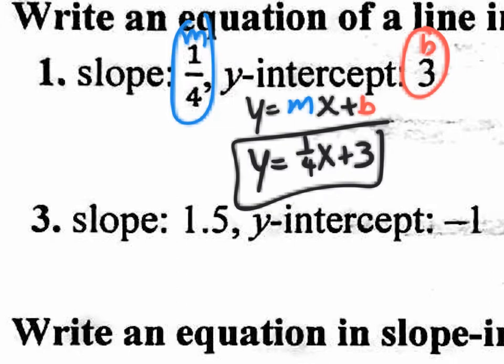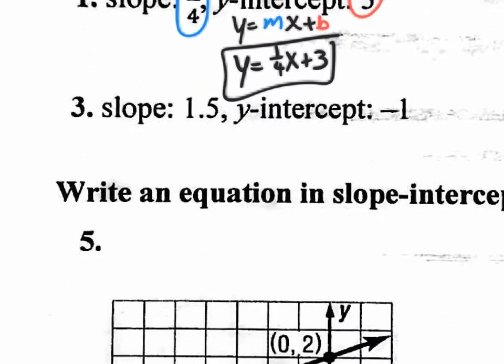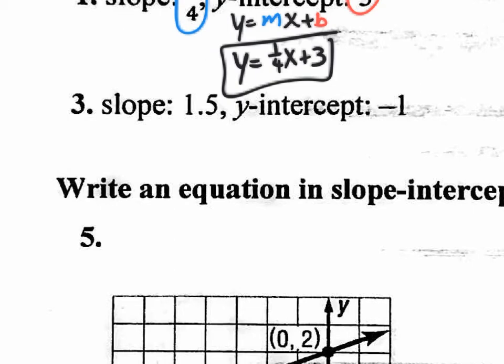So I'm not going to do all of them. I'm just going to skip around. Let's do number 3, because a lot of people get freaked out with decimals or fractions. Keep in mind, this is not standard form. Standard form, capital AX plus capital BY equals capital C, that's where you don't want decimals or fractions. It's okay to have decimals or fractions in slope-intercept form. So right here, this would be y equals slope 1.5 x plus b, which is a minus 1. So there's your answer, y equals 1.5 x minus 1.